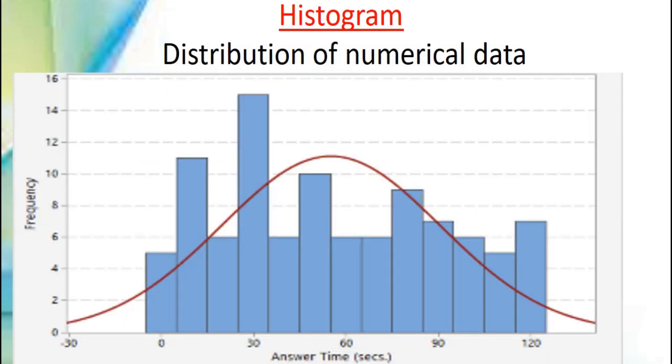The next is the histogram. Histogram is generally used to test the normality. When we get a bell-shaped curve, at that time our data is normally distributed.